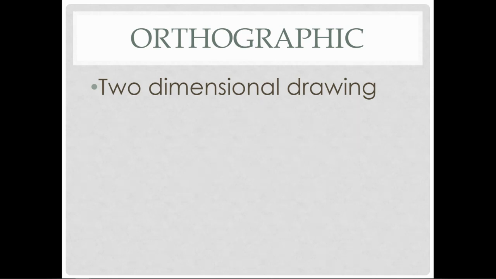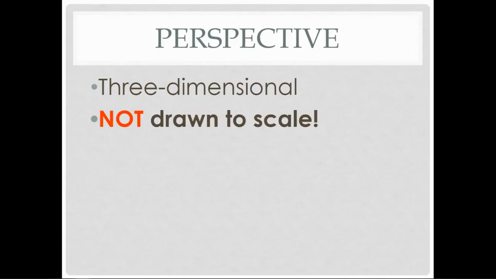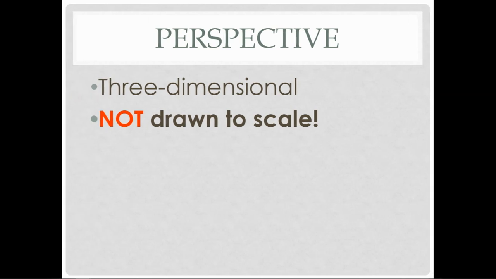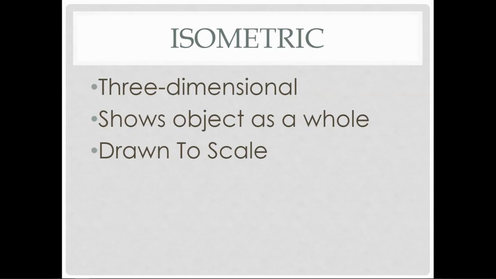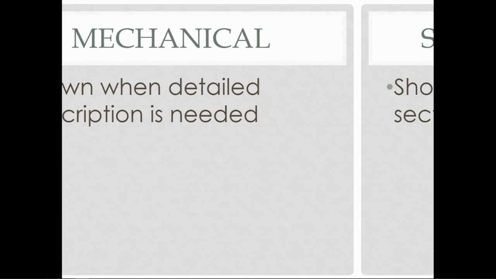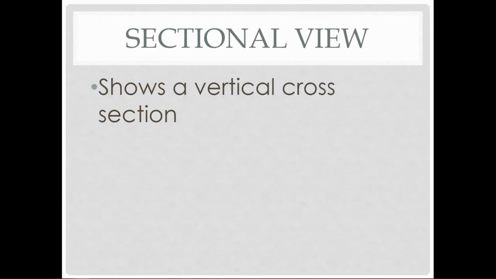So the lines on a piece of paper is a simple two-dimensional drawing. The biggest two things is the difference between perspective and isometric. Perspective is not drawn to scale, whereas isometric is drawn to scale. So when you have a 3D image, if it's just a picture of a 3D image, it's a perspective drawing. But when that 3D image has actual dimension lines or some type of scale, that changes it from a perspective to an isometric drawing. And then mechanical is CAD, computer assisted design. And like I said, that's when you need a great deal of information.